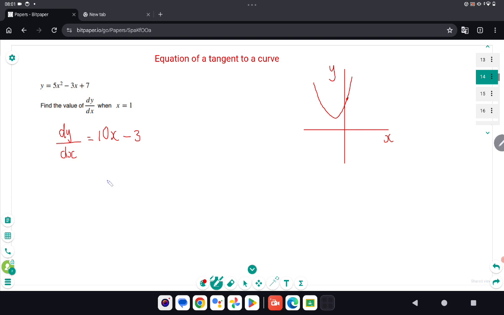So find the gradient when x is 1. When x is 1, all we need to do is sub that into our gradient function. 10 times 1, take away 3, 7. So the gradient of our curve when x is equal to 1 is 7.